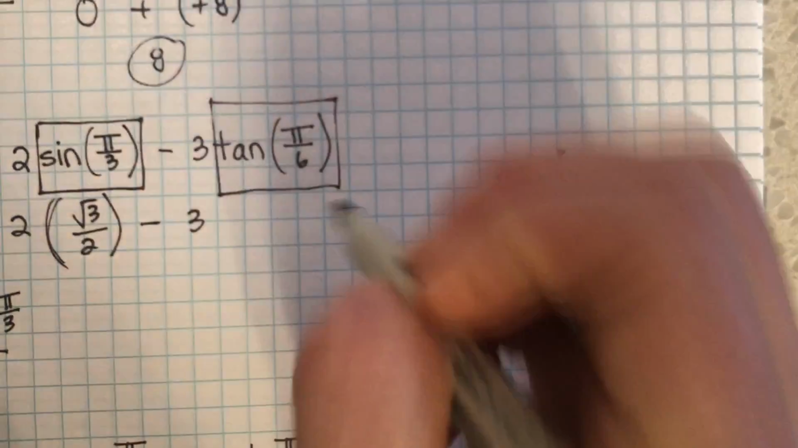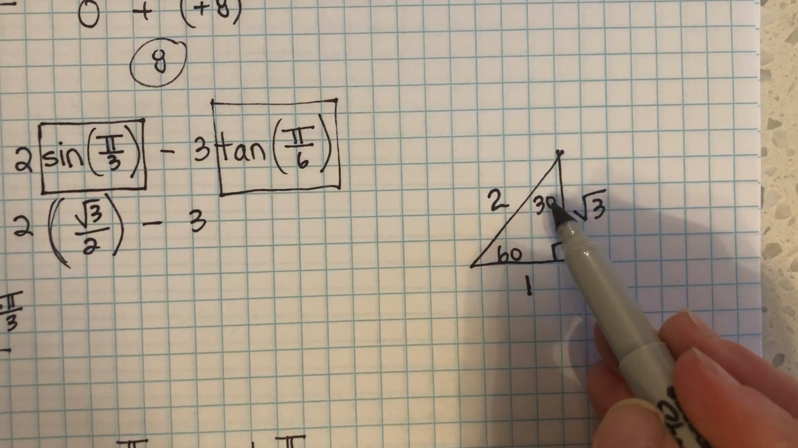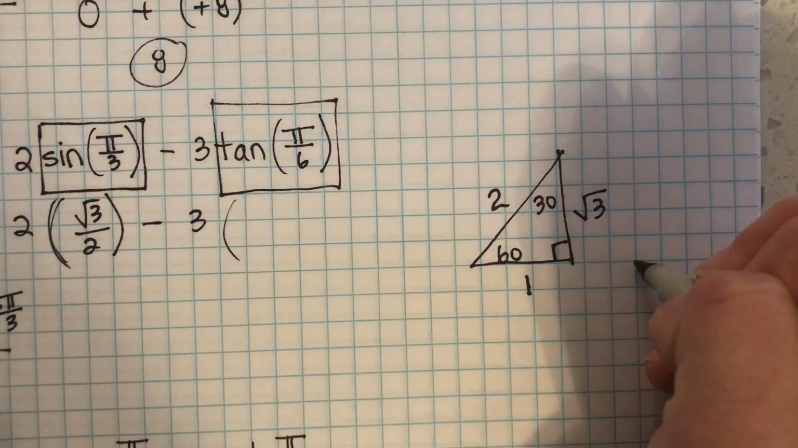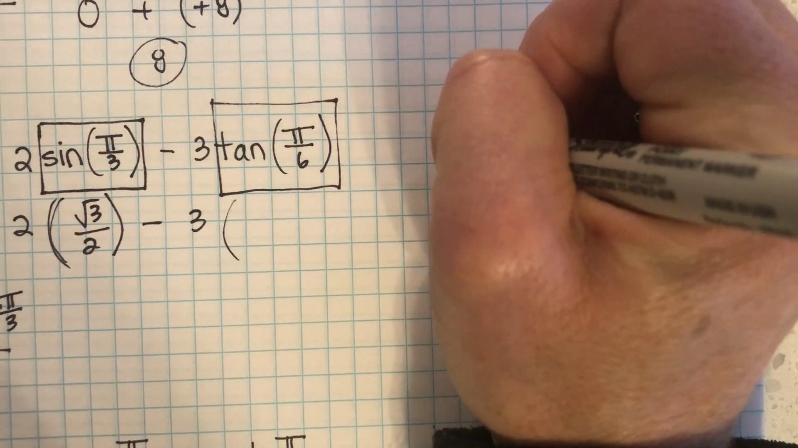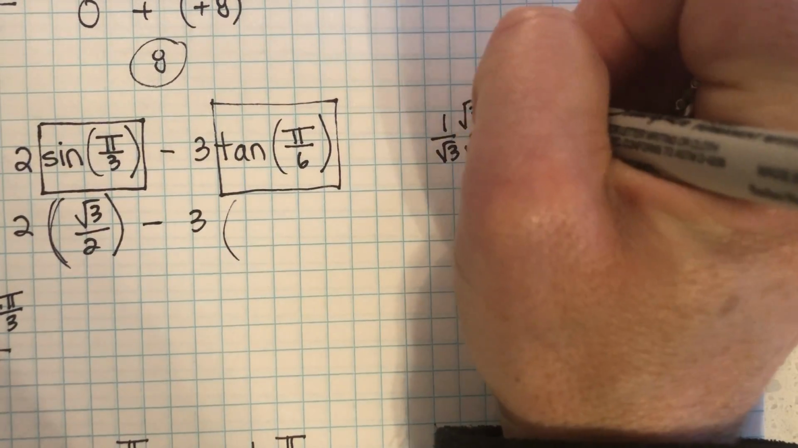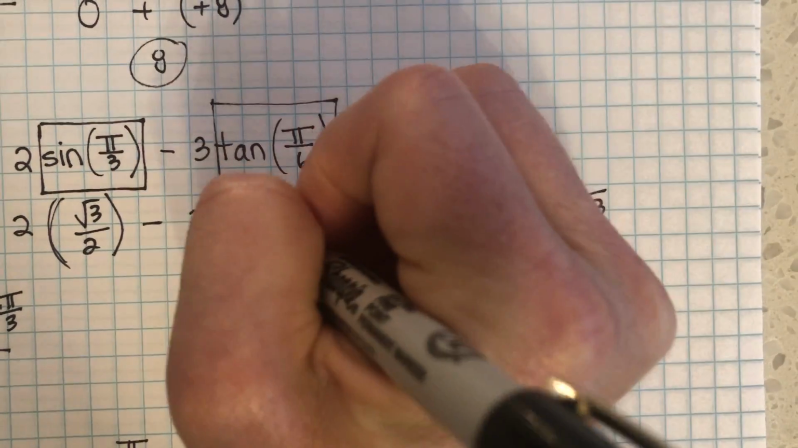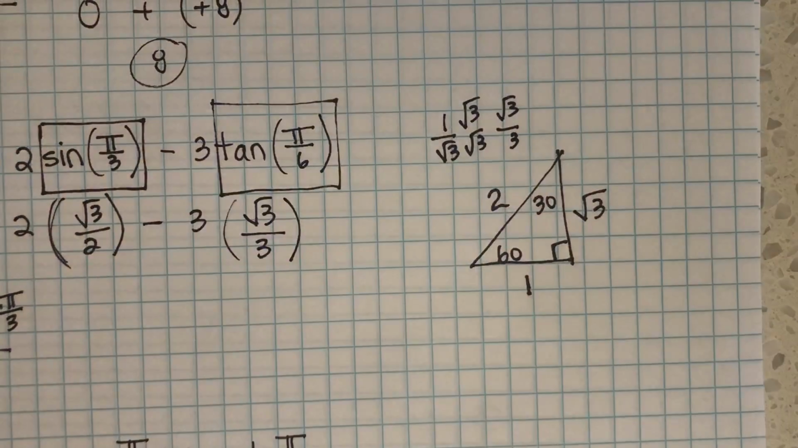Hold on one second. So tangent pi over 6. Tangent 30 is 1 over root 3, which cleans up to... You got it? See it? Root 3 over 3. So that is root 3 over 3. Sorry, my son got me distracted there.